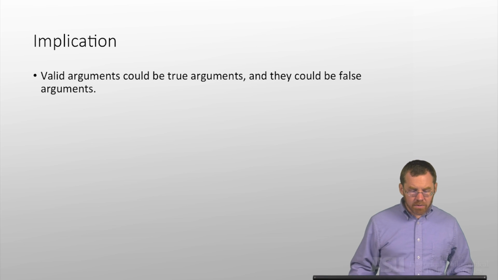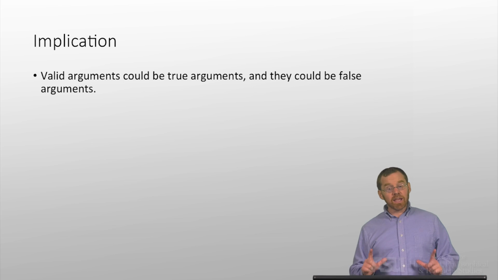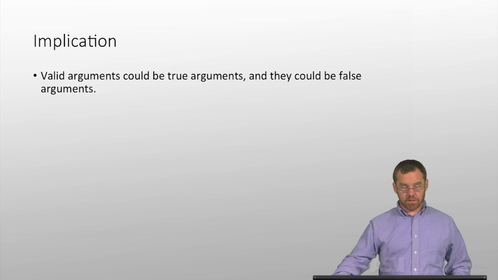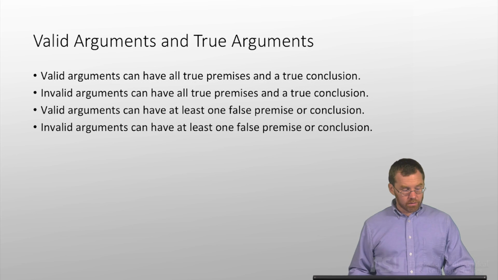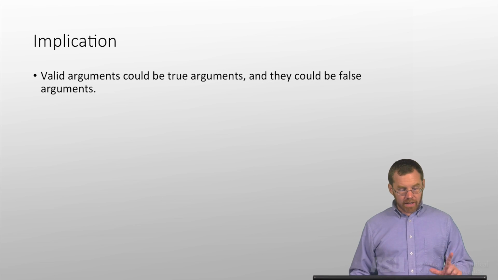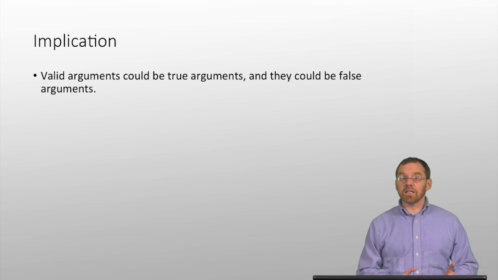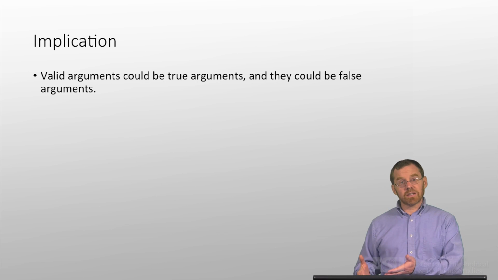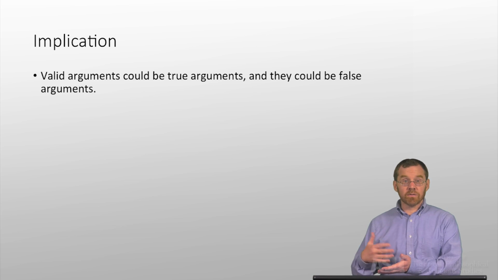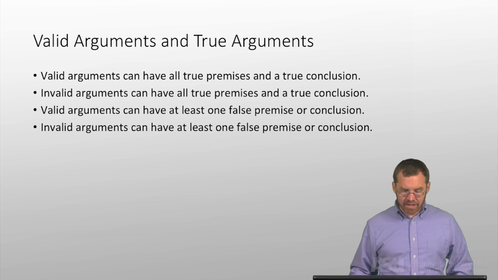Okay. Now the implication here is this. Valid arguments could be true arguments and they could be false arguments. Let me say a little more about that. They could be true arguments, that is, they could have true premises and a true conclusion. But they could also have false premises, and then either a false premise or a false conclusion, in which case not all the statements involved are true and they're false arguments. So where does this lead us?